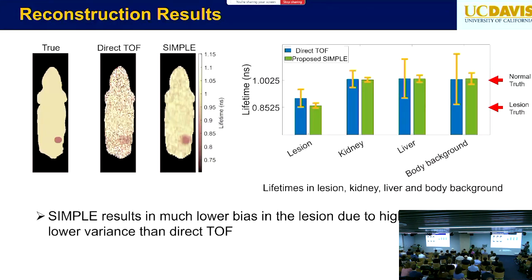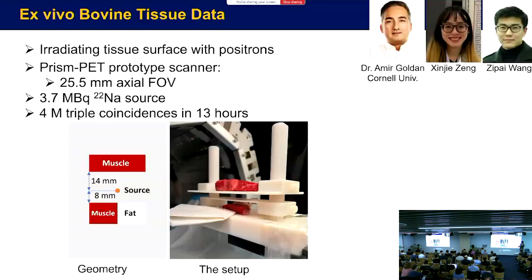So they are lower than the ortho-positronium lifetime. The method actually achieves very close to the ground truth value, much better than the previous time-of-flight projection methods. Okay. And then we apply this to ex vivo data.